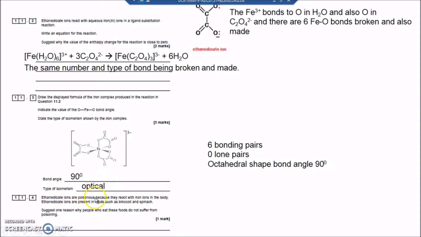Ethane dioate ions are poisonous because they react with ions in the body. Ethane dioate ions are present in foods such as broccoli and spinach. It's just one reason why people who eat the foods do not suffer from poisoning: they're in small quantities.